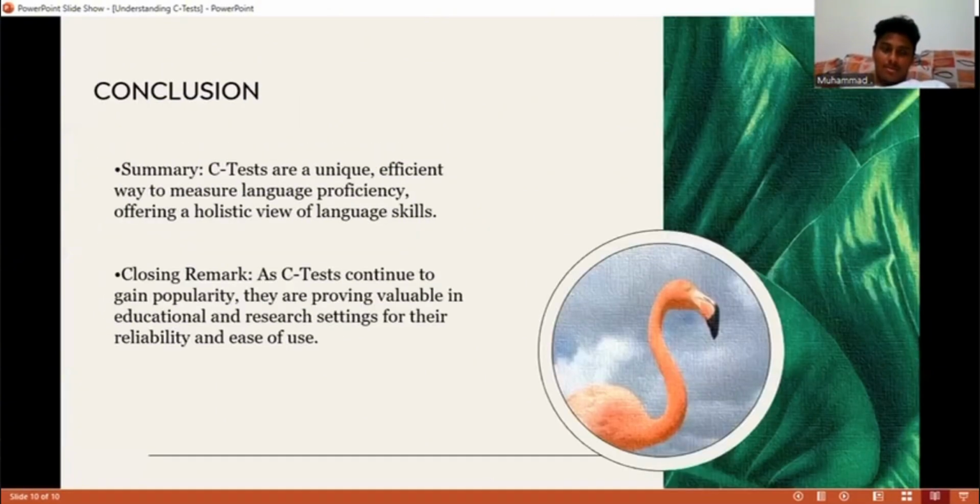Conclusion. Summary: C-tests are a unique, efficient way to measure language proficiency, offering a holistic view of language skill. Closing remark: as C-tests continue to gain popularity, they are proving valuable in educational and research settings for their reliability and ease of use.